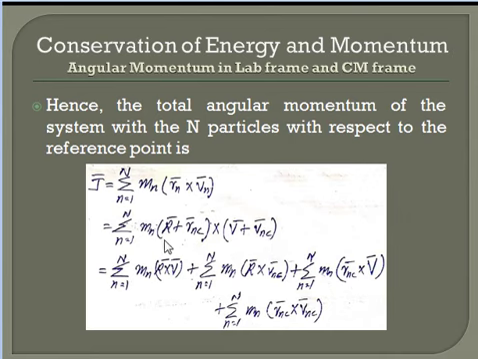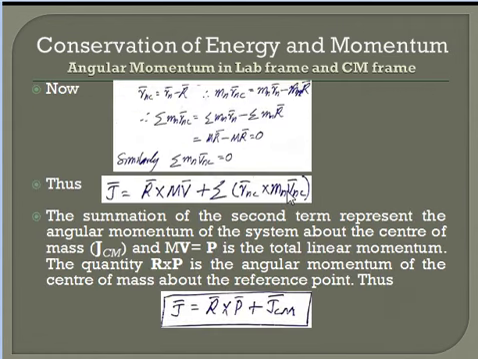That is equal to sigma Mn. There are four terms: R cross V, then R cross Vnc, then Rnc cross V, then Rnc cross Vnc. Out of these, two terms will be 0. We can see that Rnc is equal to Rn minus R. Therefore, Mn Rnc is equal to Mn Rn minus Mn R. Therefore, sigma Mn Rnc is equal to sigma Mn Rn minus sigma Mn R.